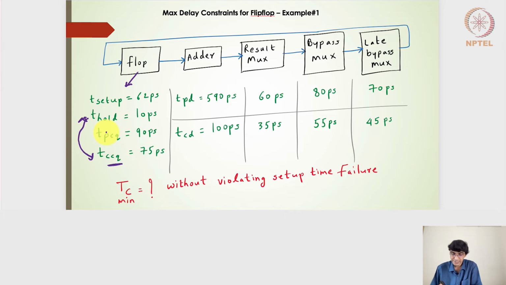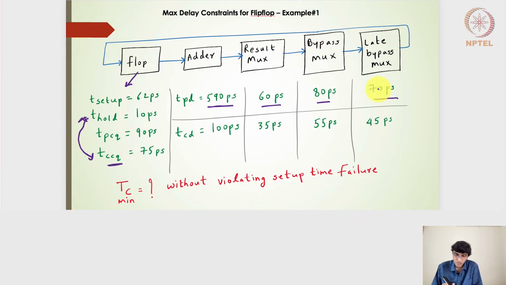And the propagation delays of this adder block, result muxes, bypass muxes, and late bypass muxes are given here: 590, 60, 80, and 70 picoseconds respectively. The contamination delay parameters are also given, but we will look at them at a later stage. If I go by the design specifications, we can easily see that the TCD value is less than the TPD value. The 100 picoseconds is less than 590, 35 is less than 60, 55 is less than 80, and 45 is less than 70. Intuitively that makes sense, because the contamination delay is always less than the propagation delay.